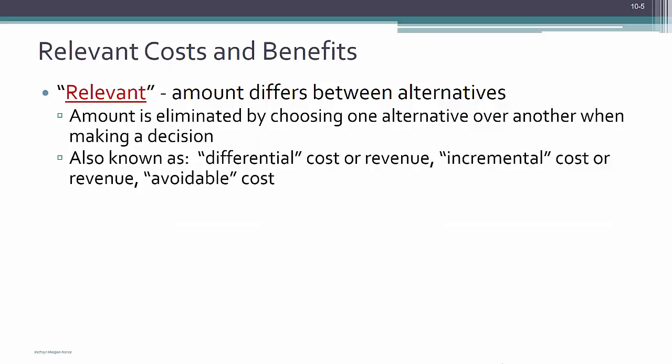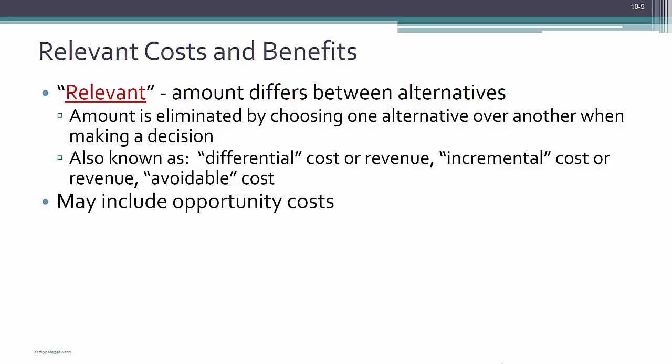As I mentioned a moment ago, to be relevant to a decision, a cost or a benefit should be one that varies between alternatives. You can tell if the cost is relevant because it will be eliminated if you choose one alternative instead of another. Other words that indicate a cost or benefit is relevant include differential, that means different, incremental, that means additional, or avoidable. For example, renting a show on Netflix lets you avoid the cost of a movie ticket along with the gas to get to the movie theater.